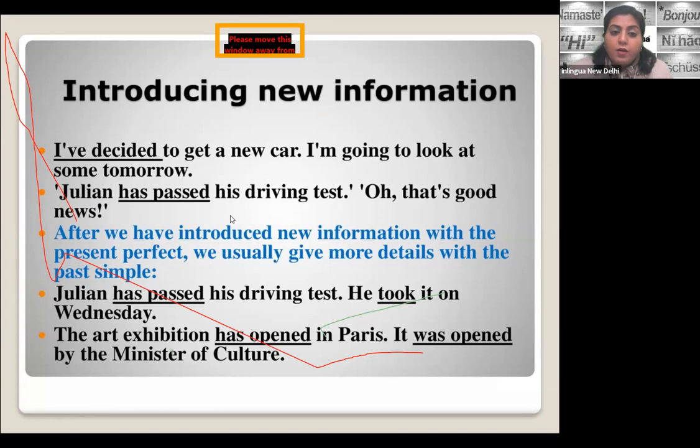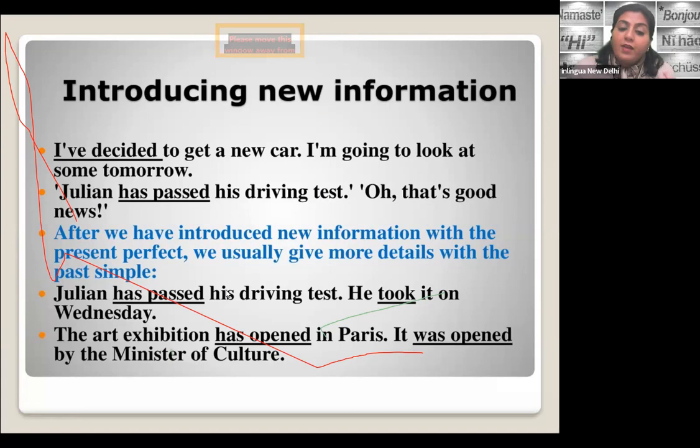Okay. Julian has passed his driving test. This is an announcement or a new information. He's announcing it by using the present perfect tense. Julian has passed his driving test. He took it on Wednesday.